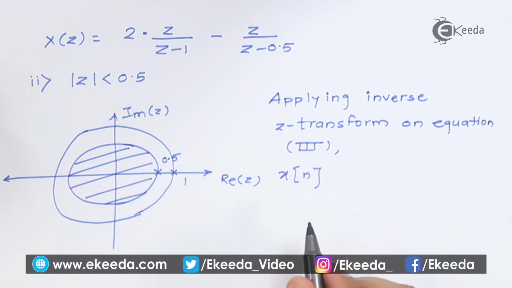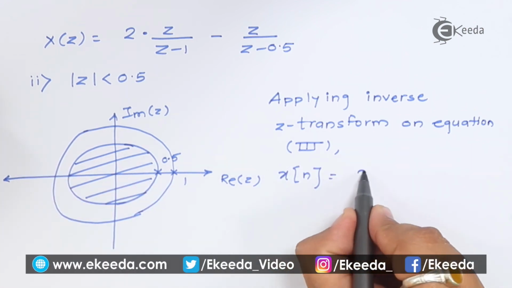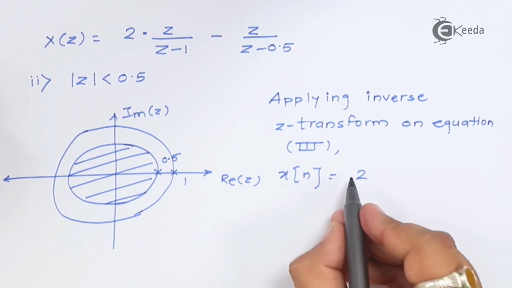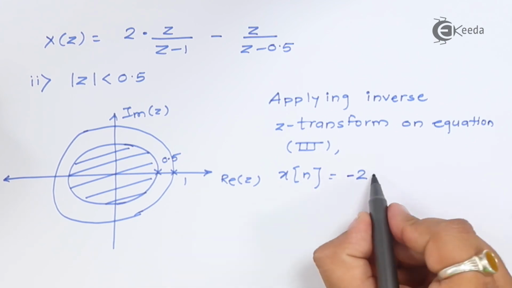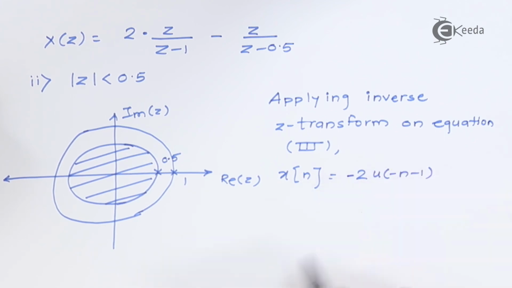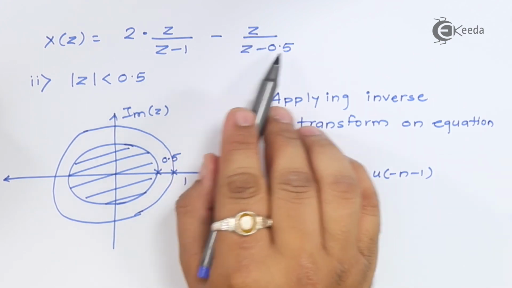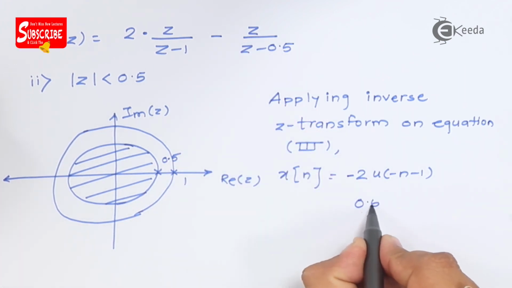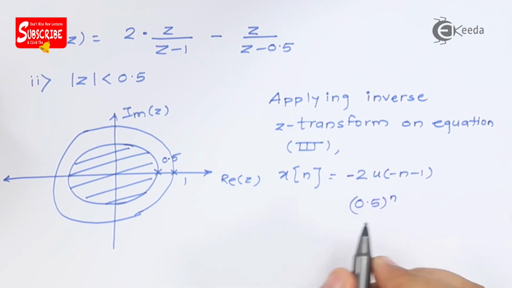So first of all, x of z is replaced by x of n. Look at that, this 2 is constant and z upon z minus 1 is unit step, but the ROC is non-causal. That's why we are going to replace it by minus u of minus n minus 1. Now we'll move on to the next. Here the a value is 0.5, so I'll write 0.5 raised to n.